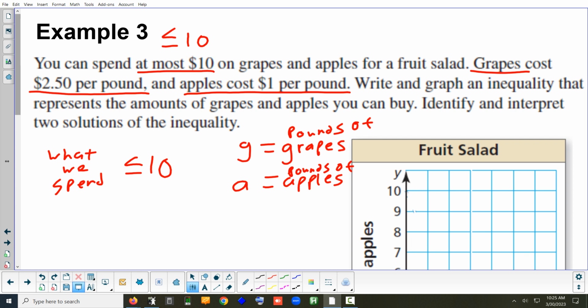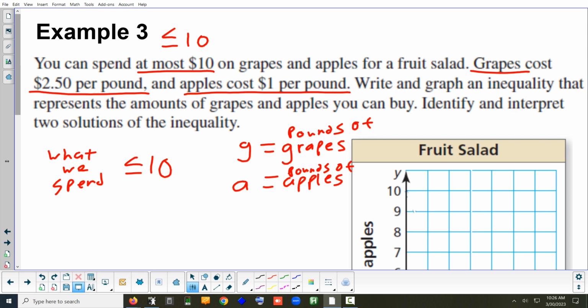Yeah? $2.50. What if I bought 2 pounds? And I'm more interested in how you figure it out. That's what I want to know. If you buy 2 pounds, how would you figure out what you're going to pay? Yeah? $2.50 plus $2.50 is $5. Okay. And what's another way of saying 2.50 plus 2.50? Yeah? Multiply by 2. So it's 2.50 times 2.